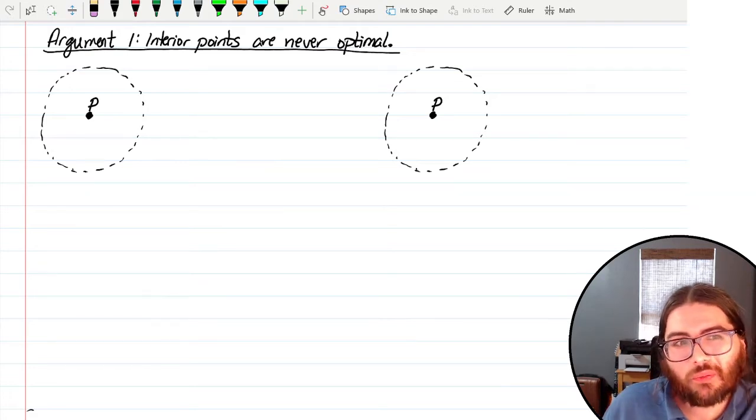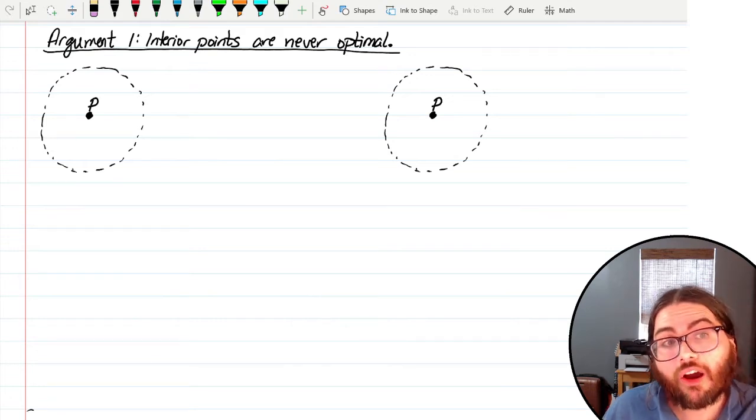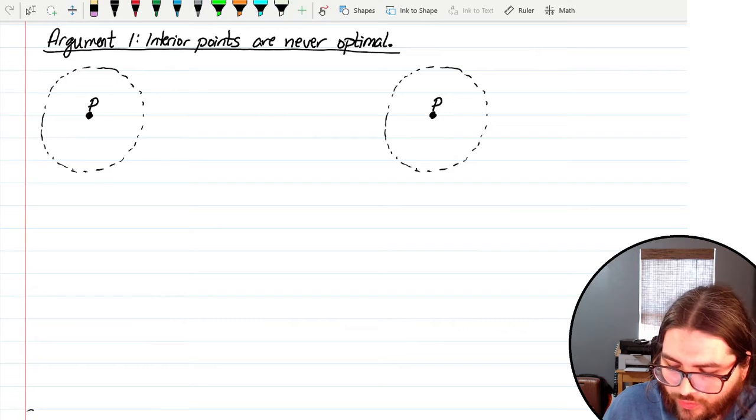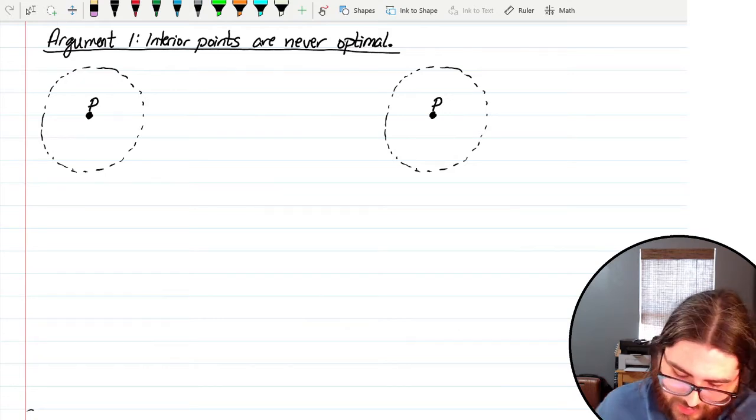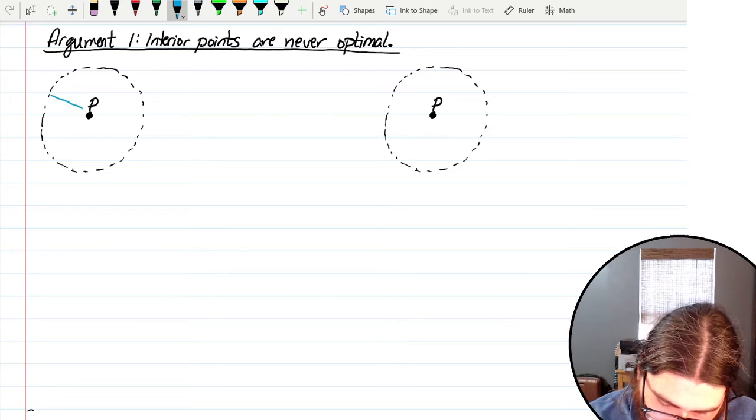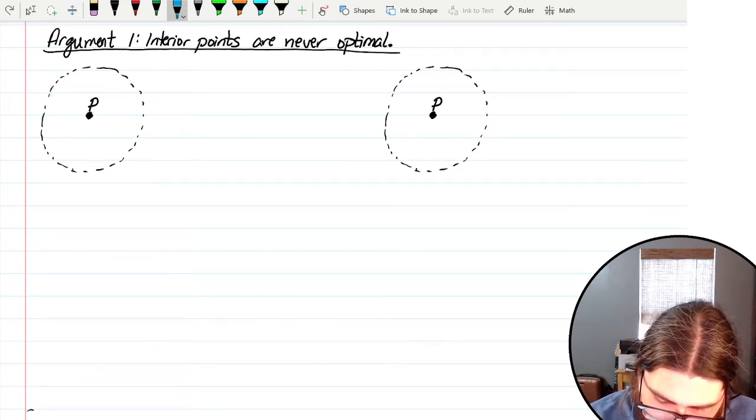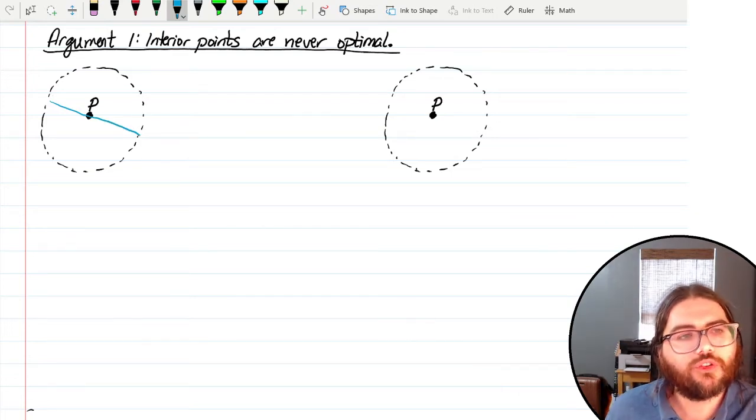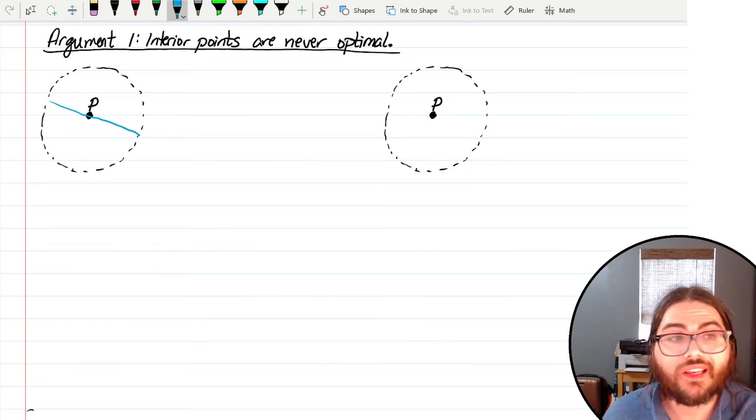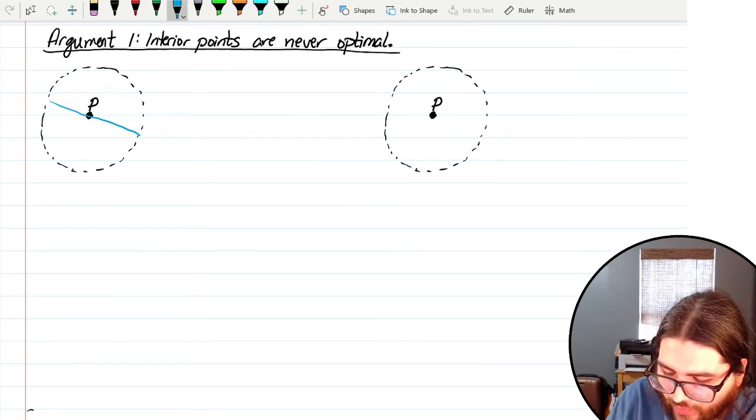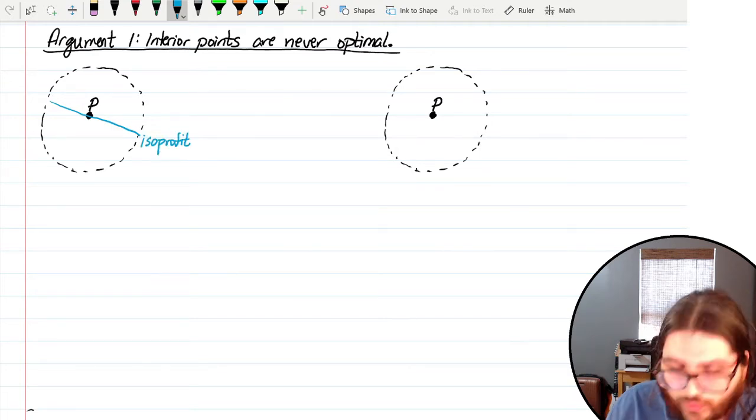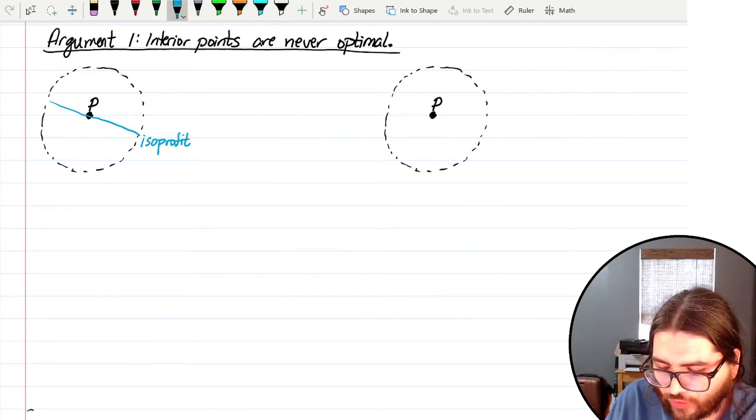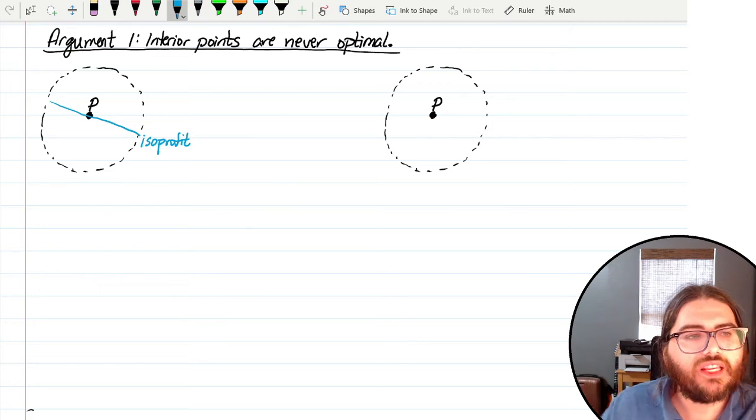The nice part about the argument is that it doesn't matter how you draw your isoprofit line. I'm going to draw my isoprofit line with a downward slope, but you don't have to. As a matter of fact, you should draw yours with an upward slope just to prove to yourself that the argument I'm making doesn't depend on the way that I draw my isoprofit line. So this is my isoprofit line. Everything on this blue line has the same profit value as the middle of the circle.